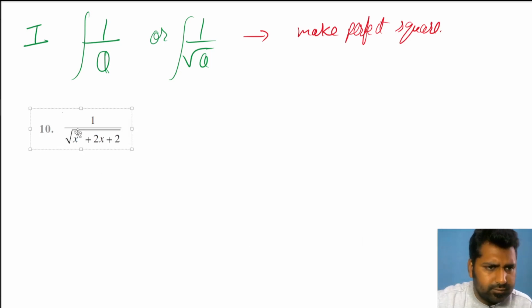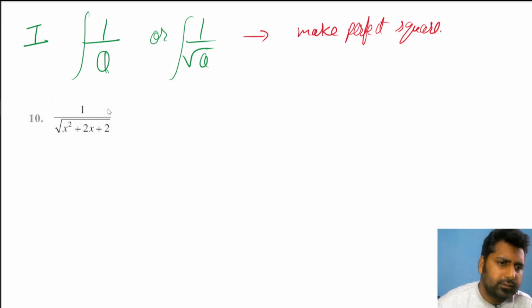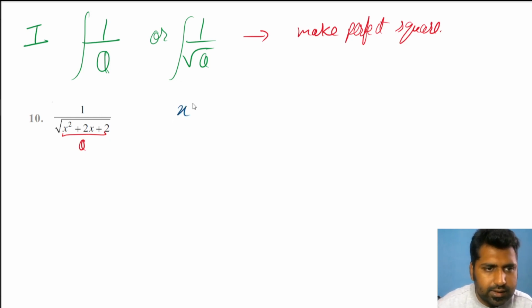What do you see? 1 upon quadratic. Okay, this is a quadratic equation. The moment you see it, all you have to remember is to make a perfect square. How to make a perfect square, that you have to learn. So let's understand.